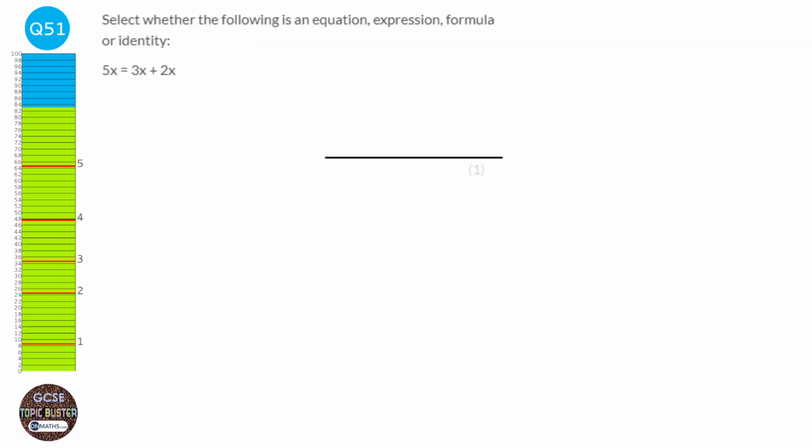To answer this question, we need to know what an equation, expression, formula, and identity is. So the formula is basically an equation but for real world things. So area equals pi r squared. It's where the letters actually mean something. Expression is just algebra without the equal sign, so 5x plus 3 would be an expression. An equation has an equals and it can be solved, so you can find out what x is or find out what a is. And an identity is true for all values of that letter.